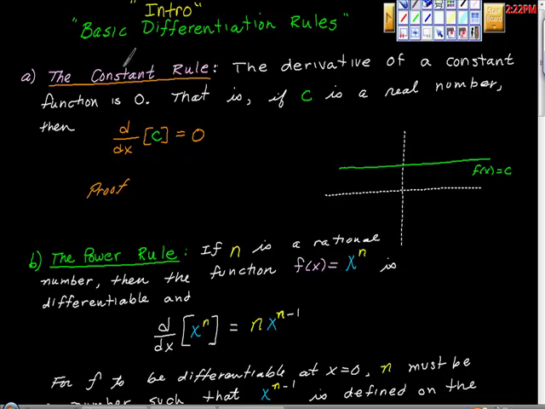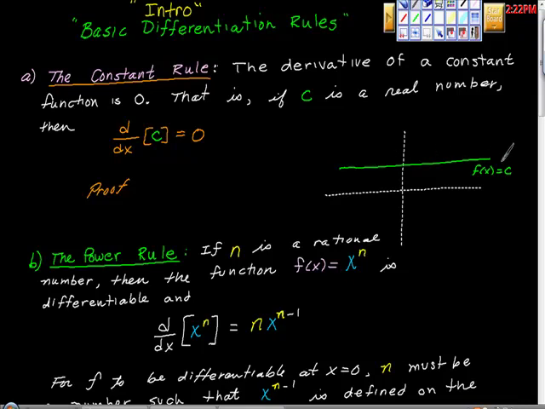So here, there's a series of basic differentiation rules, and the first one is the constant rule, and it says the derivative, which of course is the slope of a constant function, is 0. That is, if c is a real number, then the derivative of that constant is equal to 0. Look, this is all it's saying. It's saying let a constant function be a horizontal line.